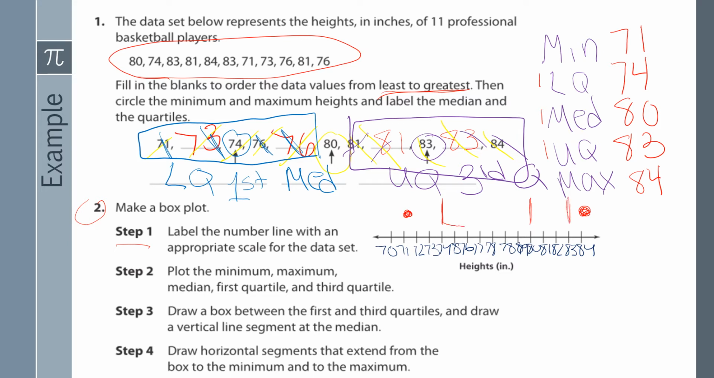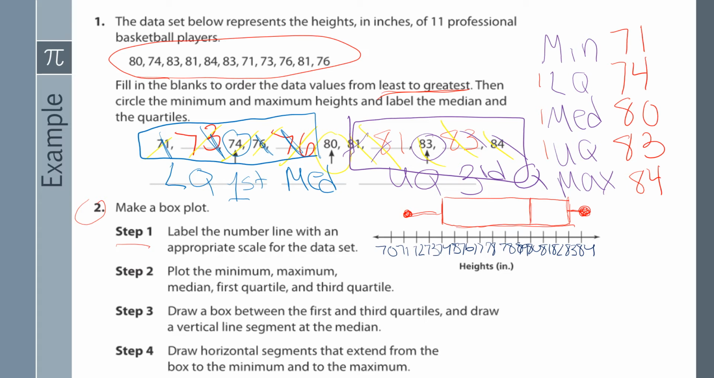And then what I want to do is create that box, and then don't forget to draw out these horizontal line segments right here. So there's my box plot. It's much easier if you have the lined paper.